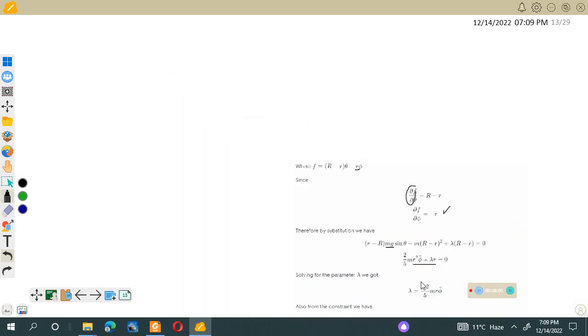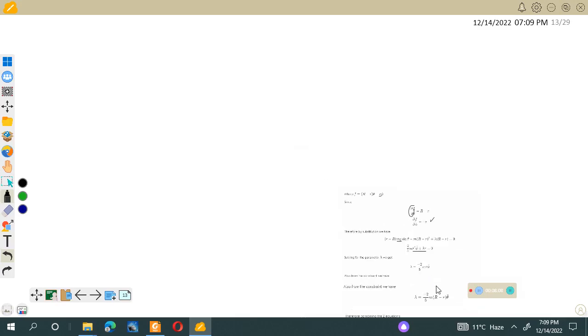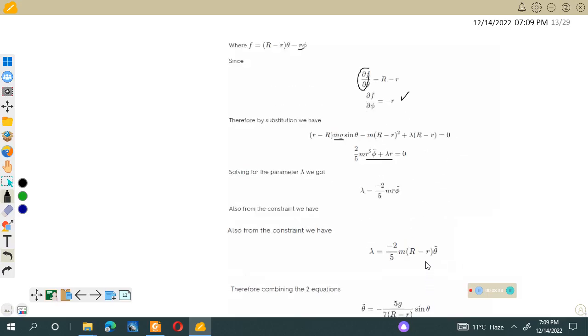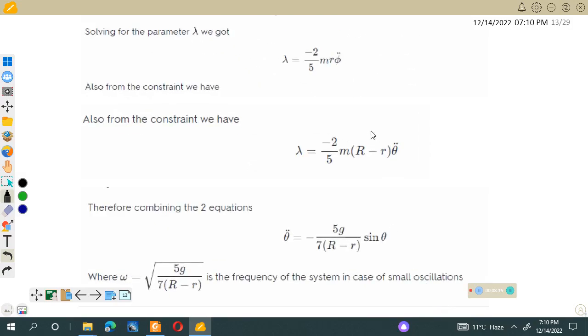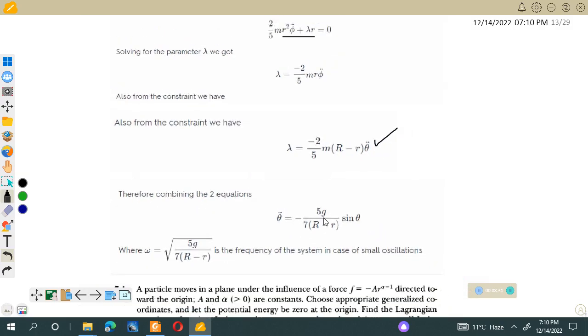So if we evaluate this, then solving for the parameter lambda, we get lambda is equal to minus 2 over 5 m r square phi double dot. Also from the constraint we have lambda is equal to minus 2 over 5 m r (R minus r) theta double dot. Therefore, combining the two equations, theta double dot will be equal to minus 5g over 7 (R minus r) sin theta. If theta is small, then sin theta can be written as theta.